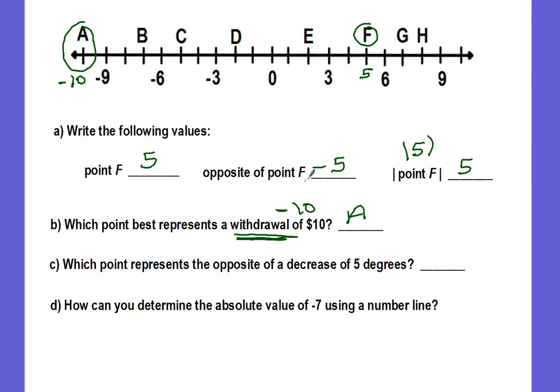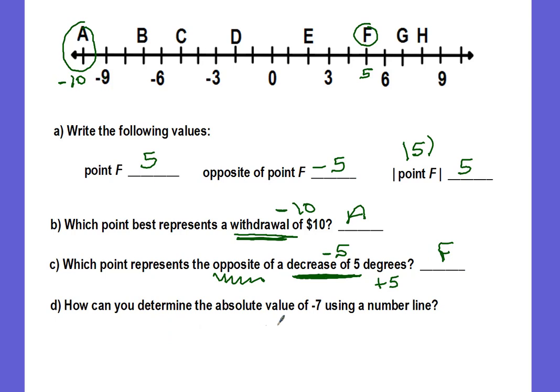Which point represents the opposite of a decrease of 5 degrees? All right, let's see here. A decrease of 5. What integer represents a decrease of 5? Is it going to be a positive or a negative 5? Well, decrease means to get smaller or take away, so it's going to be a negative 5. And we want to know what is the opposite of that. The opposite would be a positive 5. And which letter represents a positive 5? Letter F.